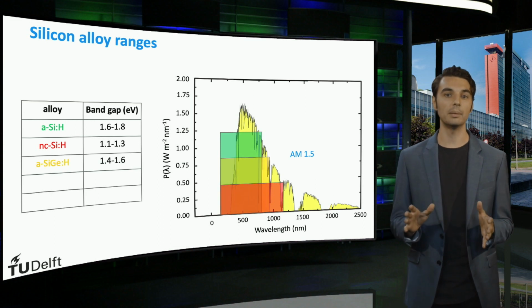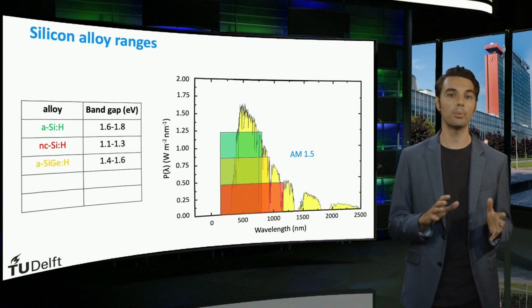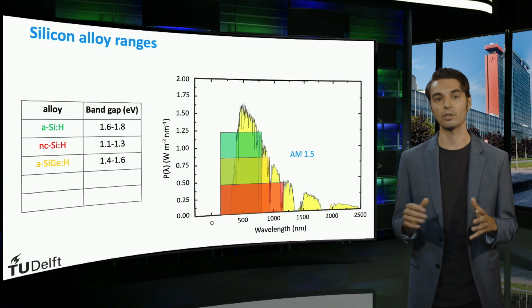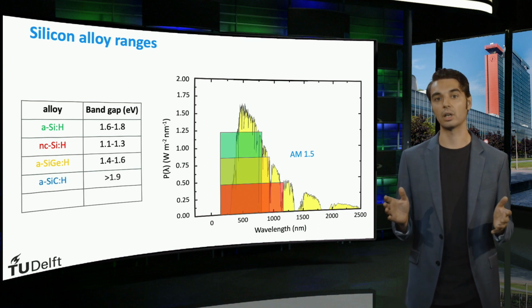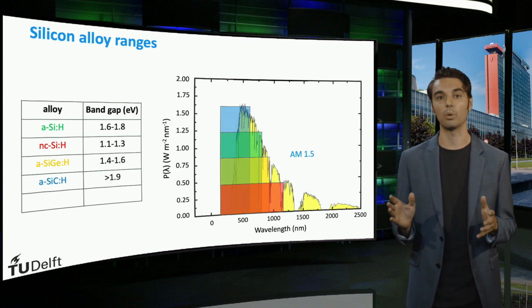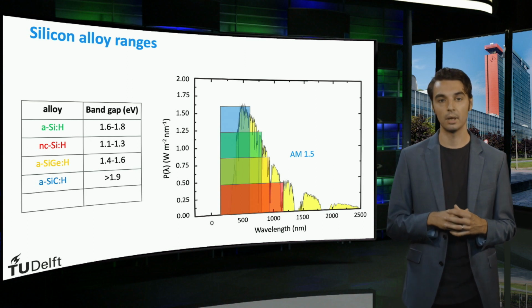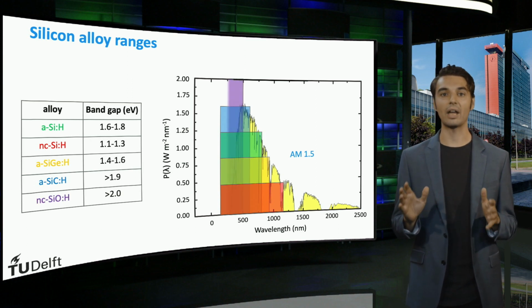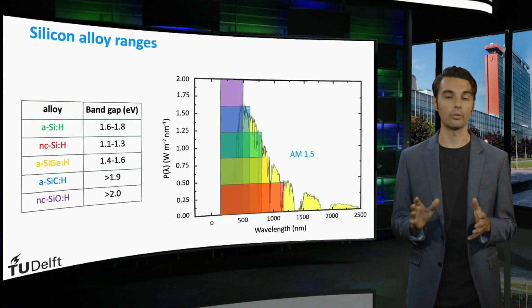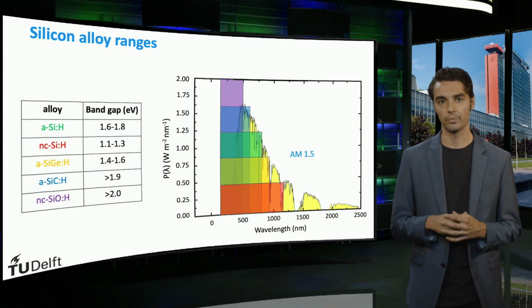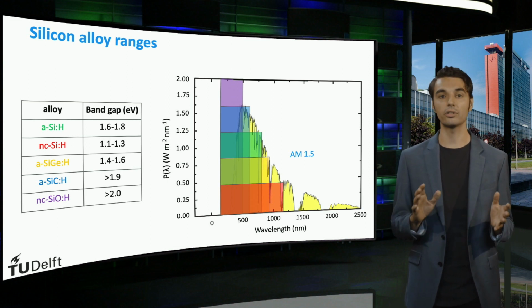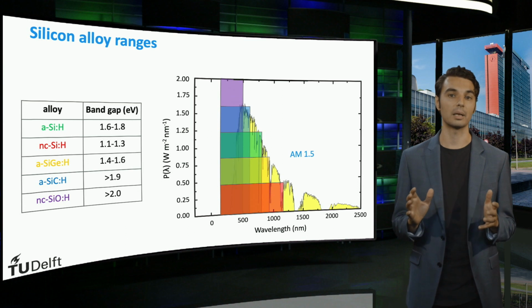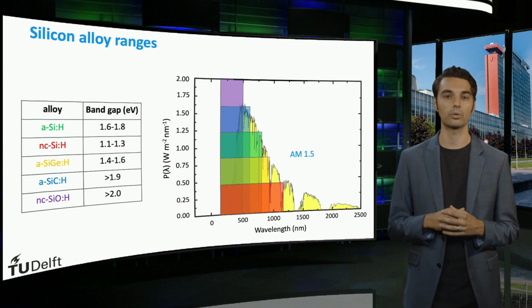This means that it already starts absorbing in the infrared part of the spectrum. Amorphous silicon germanium has a bandgap energy ranging from about 1.4 to about 1.6 electron volts, while amorphous silicon carbide has a bandgap energy greater than 1.9 electron volt. Silicon oxide finally has the highest bandgap energy of these alloys of over 2 electron volts. This is to be expected since glass, which is silicon dioxide, has a bandgap energy of about 9 electron volts.